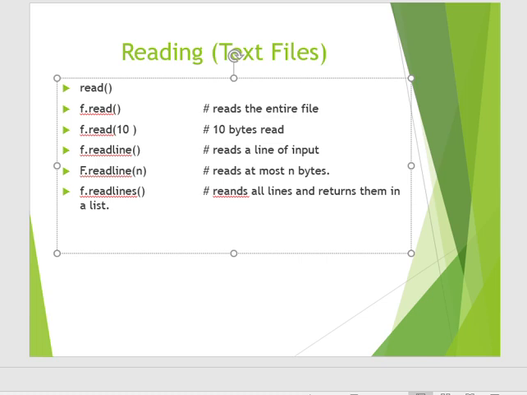Read: if you are using a simple read, it will read the complete file, but if you are specifying a number, it is going to read that many bytes from the file. The second variation is readline, which is going to read a line at a time. If you are writing readline n, it is going to read at most n bytes from the line. So it is not going to read all the lines, but it is going to read n bytes from the line. And the last variation is readlines. It is going to read the complete file and return it in the form of a list.